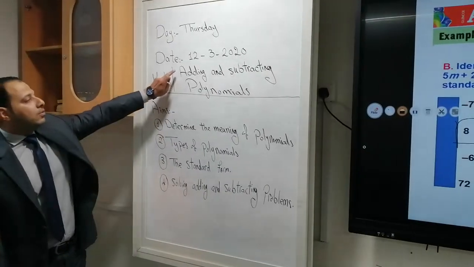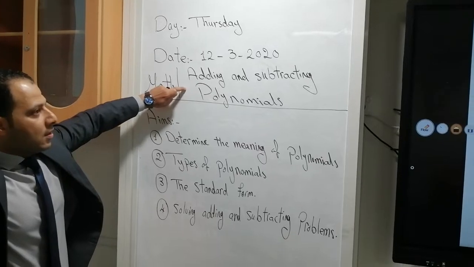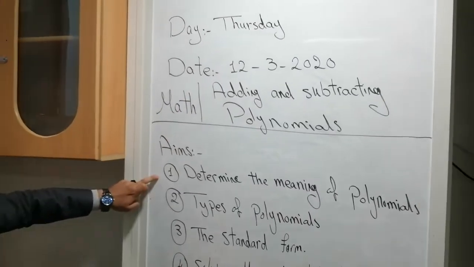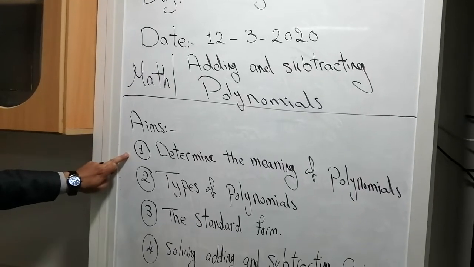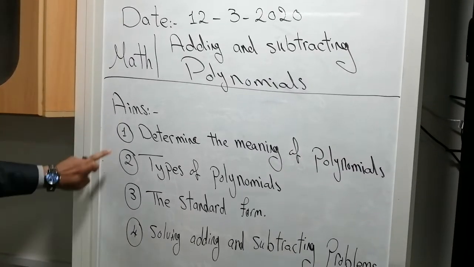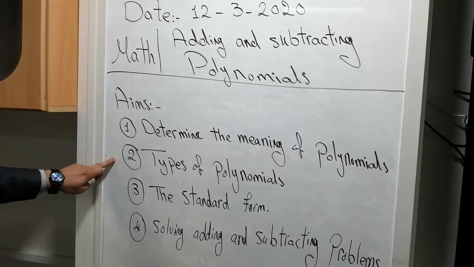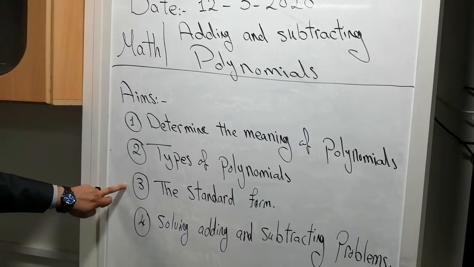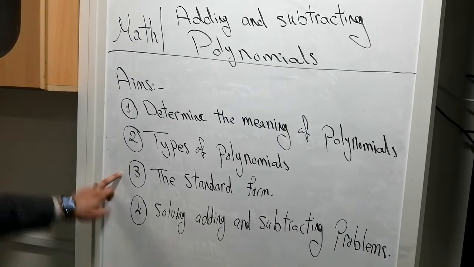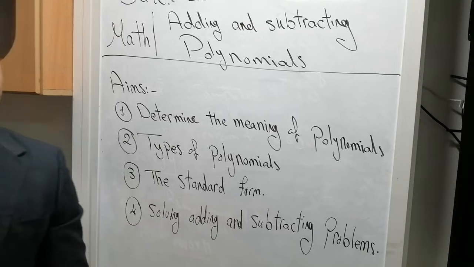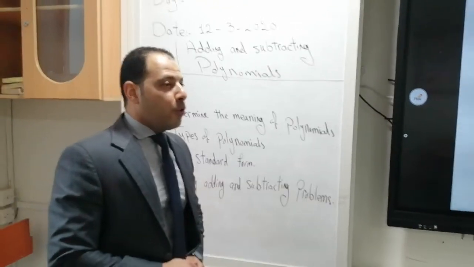Today we are talking about adding and subtracting polynomials. The aims: the first one, determine the meaning of the polynomial. The second one, types of polynomials. The third one, the standard form. This is our lesson. Inshallah, you will find the electronic homework and new electronic homework on the SBS or the school website.